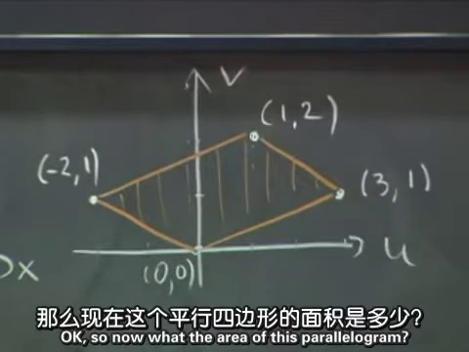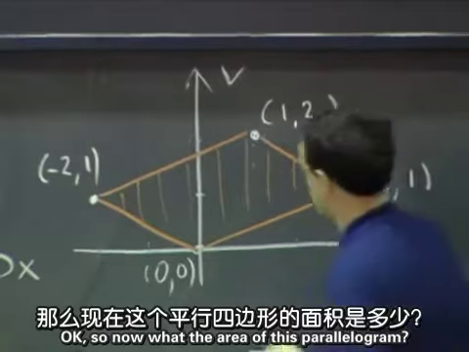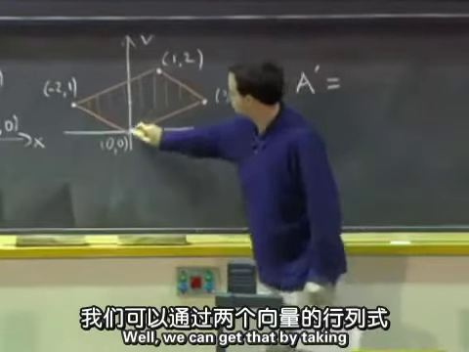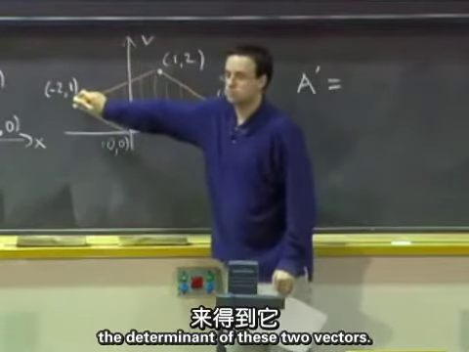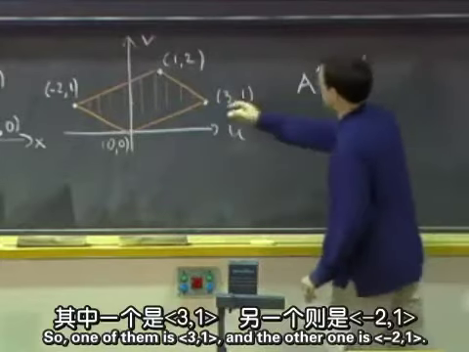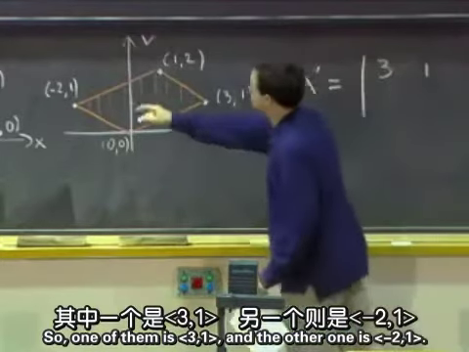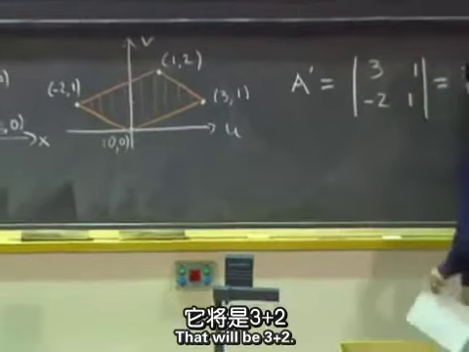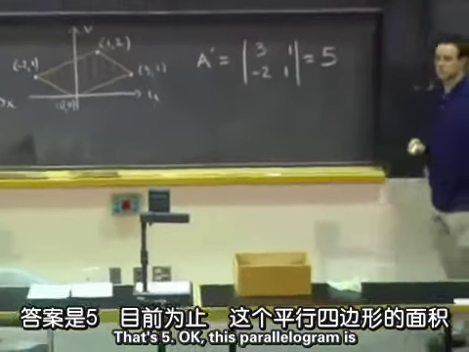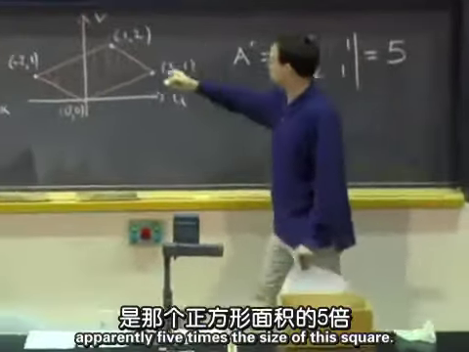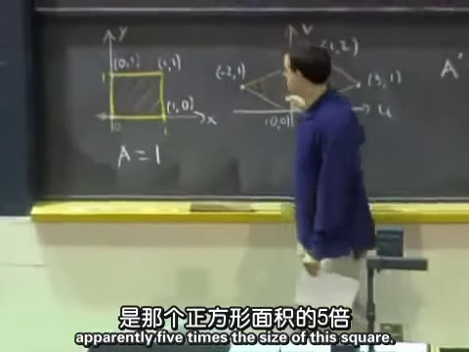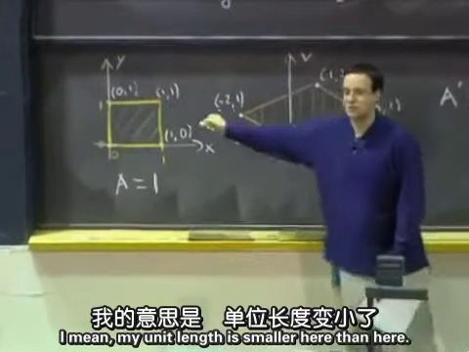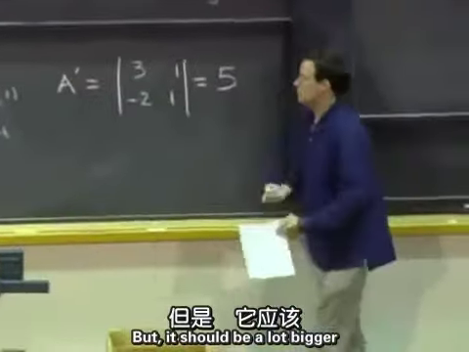Okay? So now what's the area of this parallelogram? Well, we can get that by taking the determinant of these two vectors. So one of them is 3, 1, and the other one is -2, 1. That will be 3 plus 2, that's 5. Okay, this parallelogram is apparently 5 times the size of this square. Here it looks like it's less because I've somehow changed my scale. I mean, my unit length is smaller here than here. But it should be a lot bigger than that.